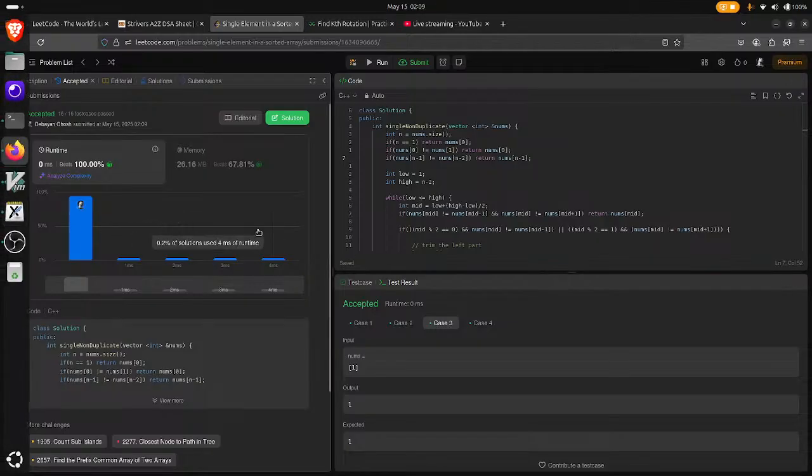So what is the time complexity? Yeah, big O of log n. Sorry, log base 2.